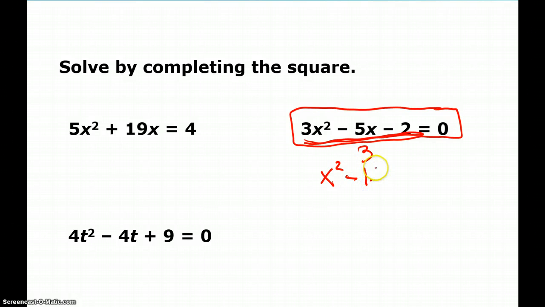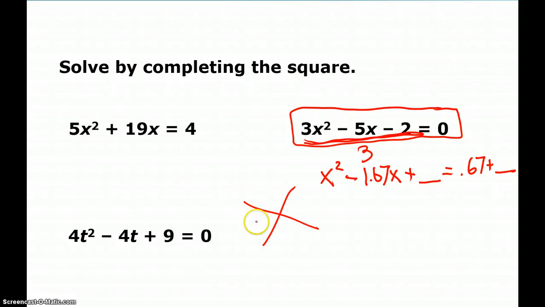So we're going to call it 1.67x. This is going to be 0.666666. So plus something equals, we'll add that to the other side, 0.67 plus something. Okay, so this is going to be super annoying. I chop this in half, 1.67 divided by 2, and I square it. So first of all, when I chop it in half, I get 0.835.